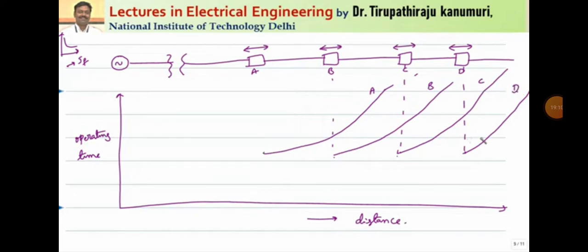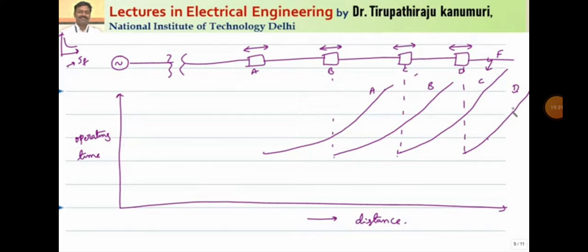Because of this inverse characteristic, let us take for example that some fault has happened at this point. Which relay will have the least operating time? For this particular fault, relay number D has the least operating time. Then comes relay number C, then relay number B, then relay number A.